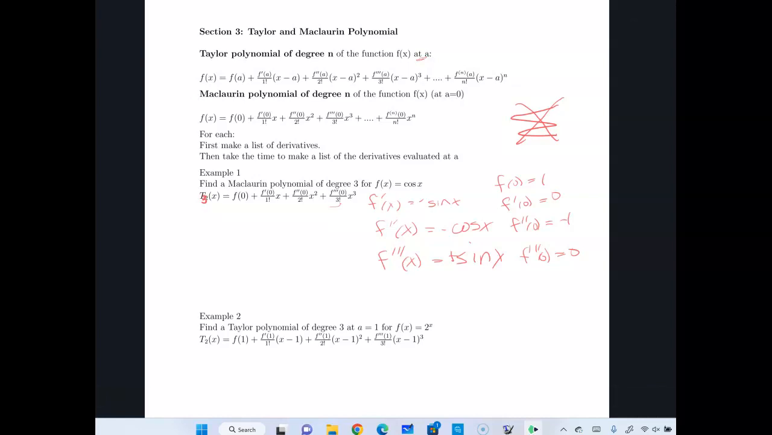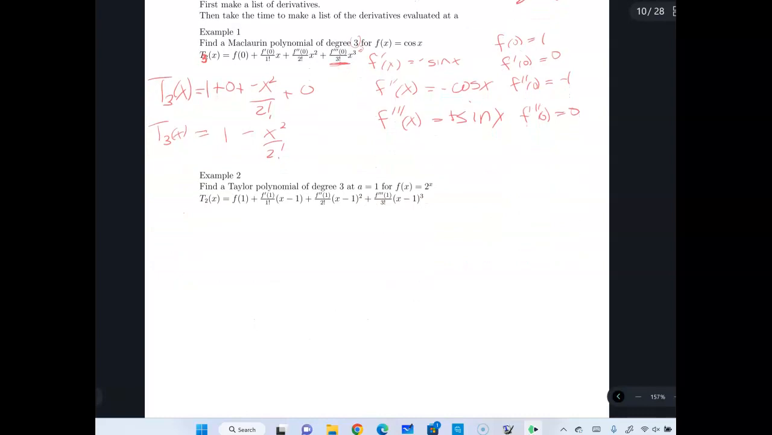Polynomial of degree 3 means we go up to and include the third derivative. So t sub 3 of x will be f of 0, so that's 1, plus, oh look at that, the first derivative at 0 is 0, so I get a 0 term, plus negative x squared over 2 factorial, plus a 0 term. So there is no third derivative term, so these two terms alone are the third degree Taylor polynomial, Maclaurin polynomial. You don't have to worry about having a certain number of terms. You just go up to that number of derivatives and you get what you get.